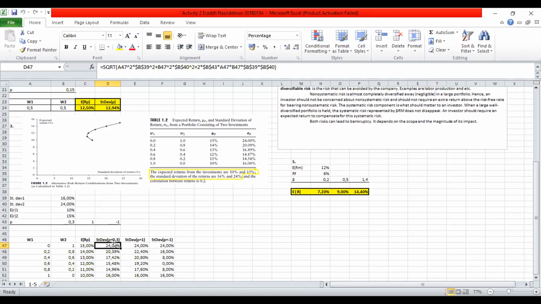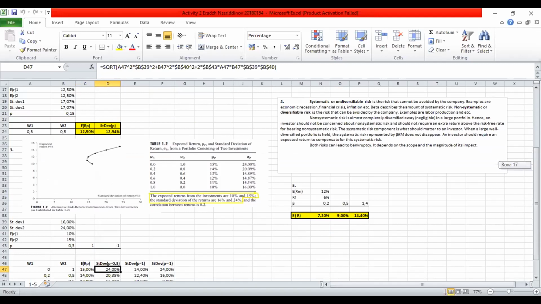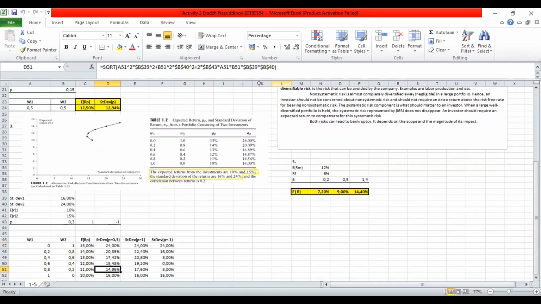Then the standard deviation using correlation 0.3, and here the standard deviation for correlation equal to 1 and minus 1. The formula is the following: standard deviation is the square root of the sum of the squares, plus 2 times correlation multiplied by weights multiplied by standard deviations. And we get these numbers. Everything is automated.